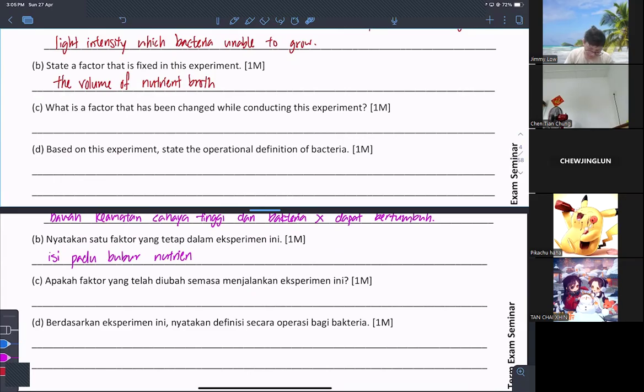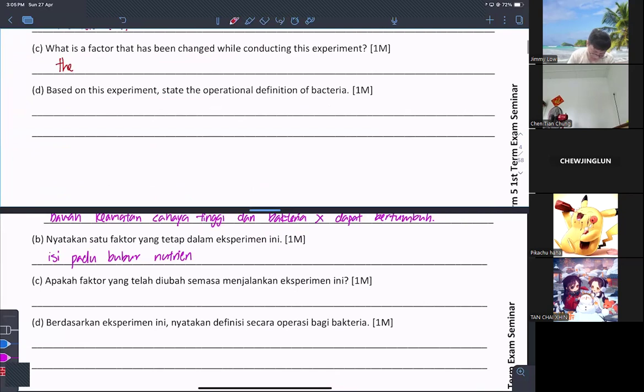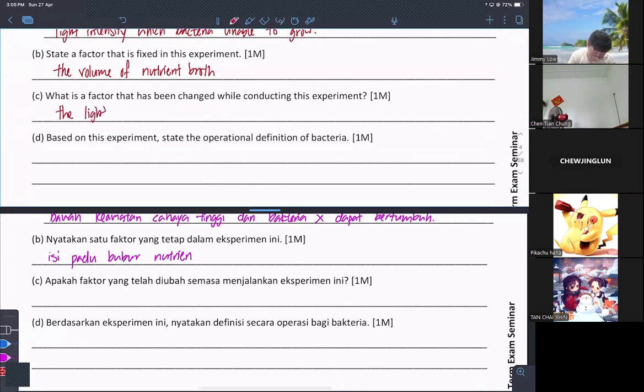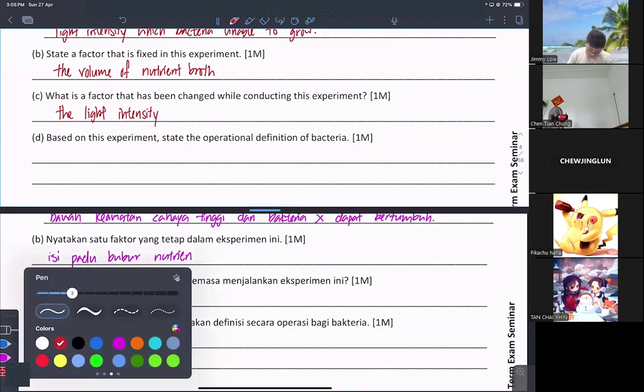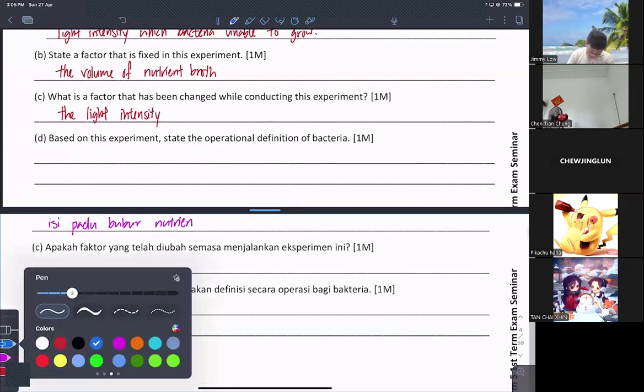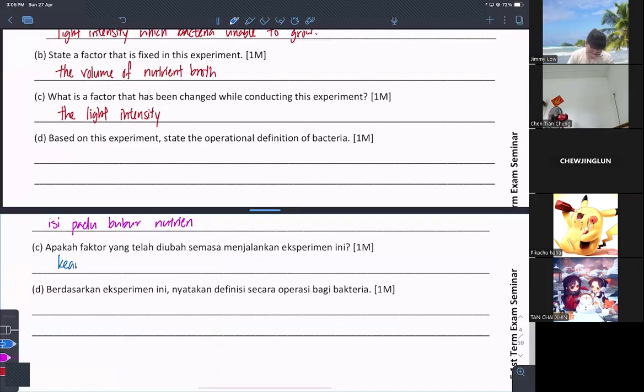Okay, so what is a factor that has been changed? Has been changed means manipulated variable. So you have to give the, just copy and paste the light intensity. Just copy from the table. Okay, so called keamatan cahaya.